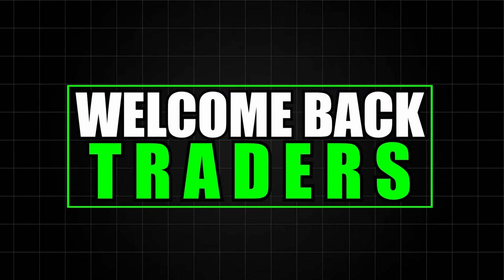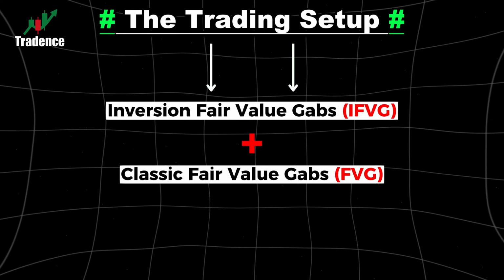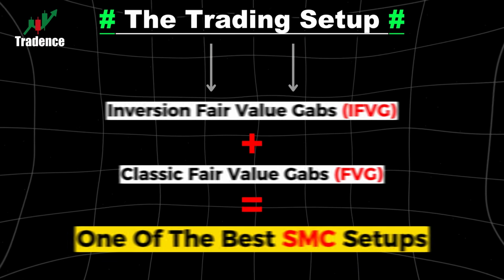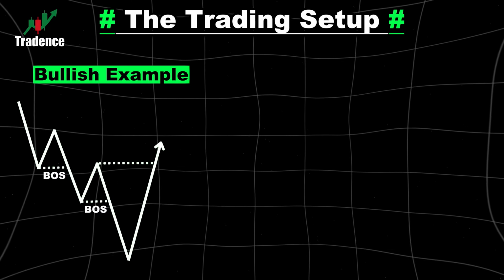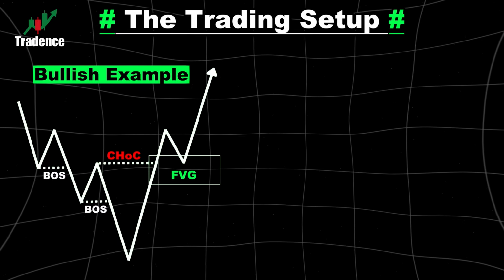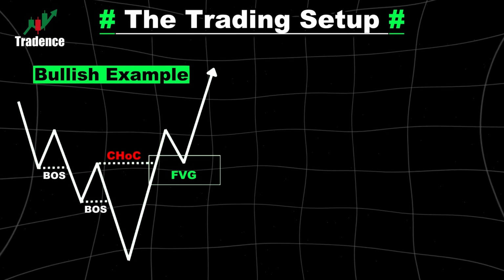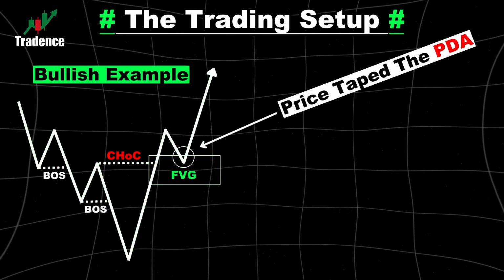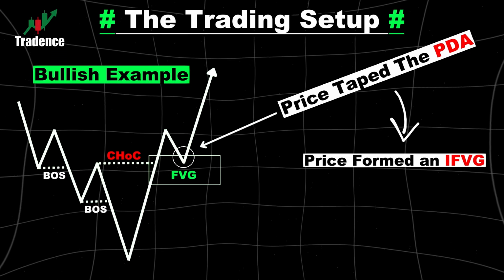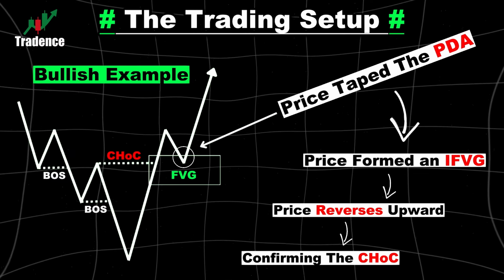Welcome back, traders. This strategy combines inversion fair value gaps with classic fair value gaps, forming one of smart money's most effective setups when applied correctly. In a bullish scenario, the setup appears when price returns to a fair value gap formed within a bullish change of character during a strong downtrend, then shows a clean rejection. Once price taps into that CHoCH fair value gap and forms an inversion fair value gap inside it, it often reverses sharply, moving against the previous trend and confirming a potential market shift.